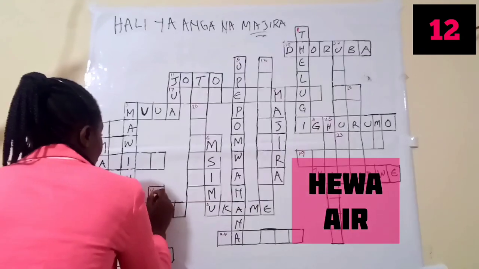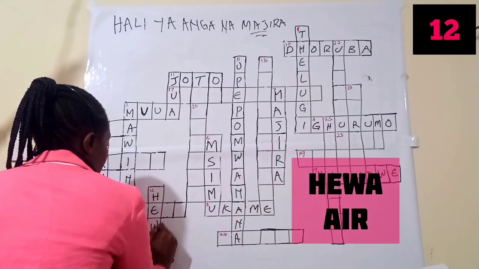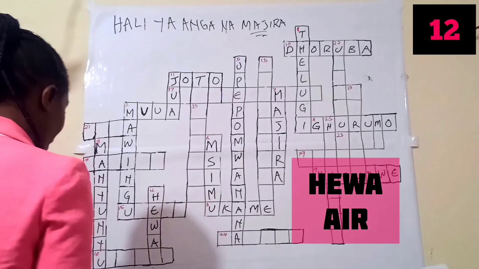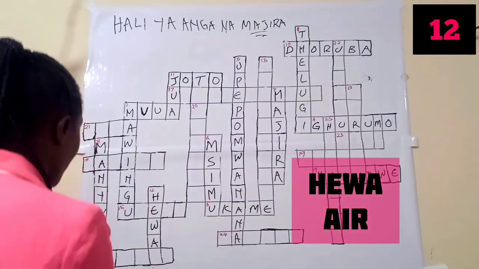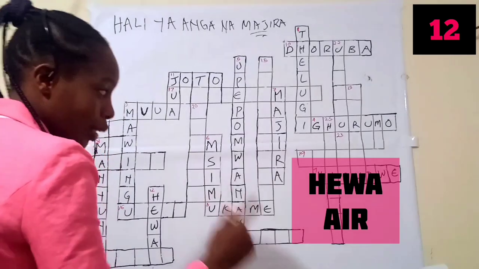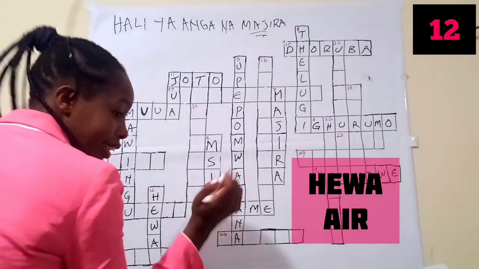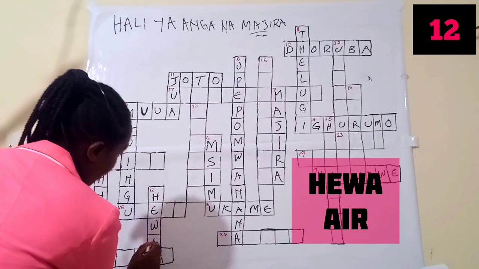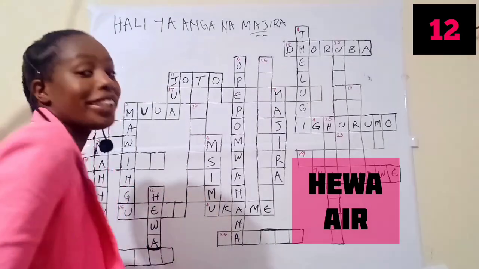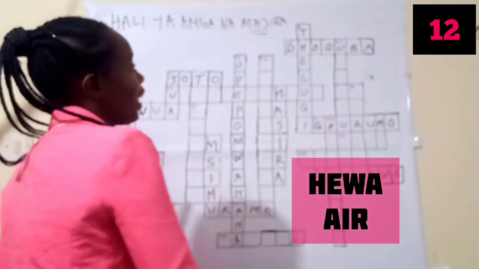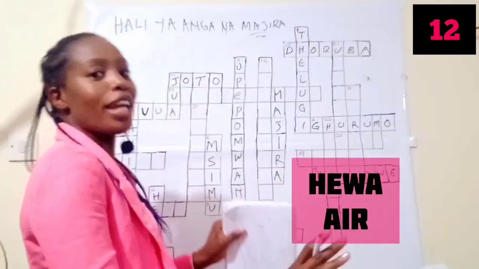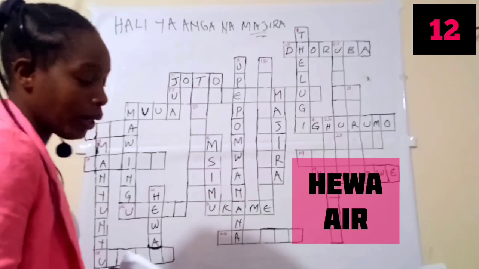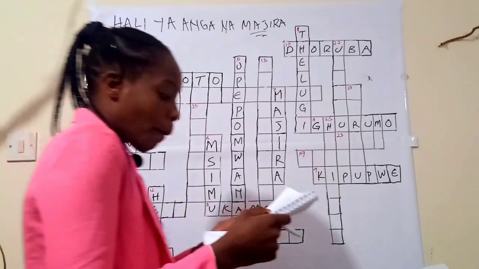So let's write hewa. Oh, sorry, it couldn't reach down here. This is my mistake while making the crossword puzzle. I'll do better next time. So let's just say the word ends here. Hewa. Sorry, I made it by myself from scratch, so forgive me this time. I'll be making better ones. Hewa, and the word ends here. Yes. Let's go to number 13.